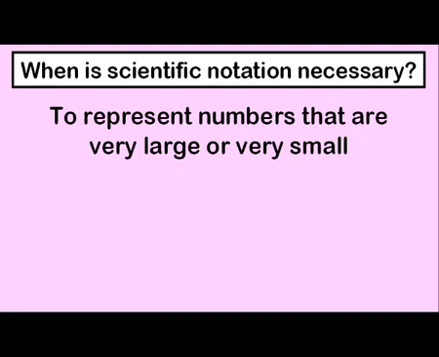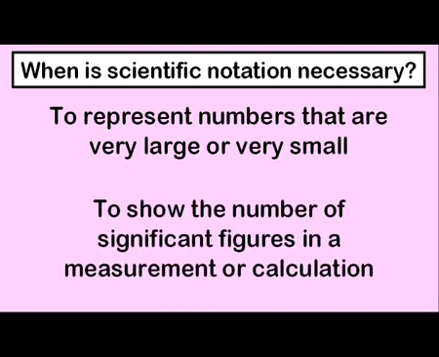Scientific notation is a way of abbreviating a number so that you don't have to write all of those zeros out on your paper. When you can simplify a number and avoid writing all of those zeros, then scientific notation is a great method. Another important application of scientific notation is it will show you the number of significant figures in a measurement or calculation.